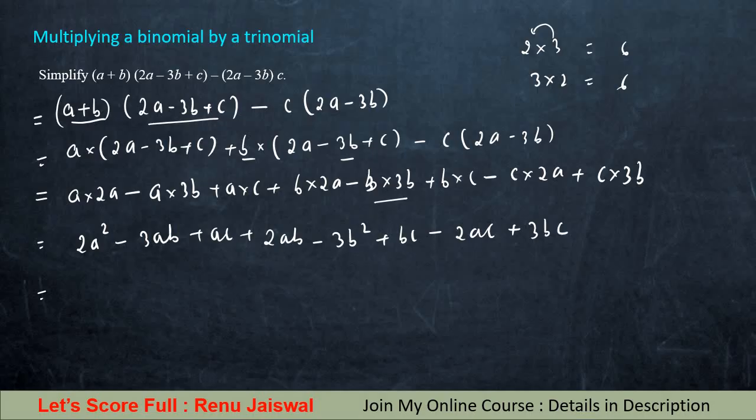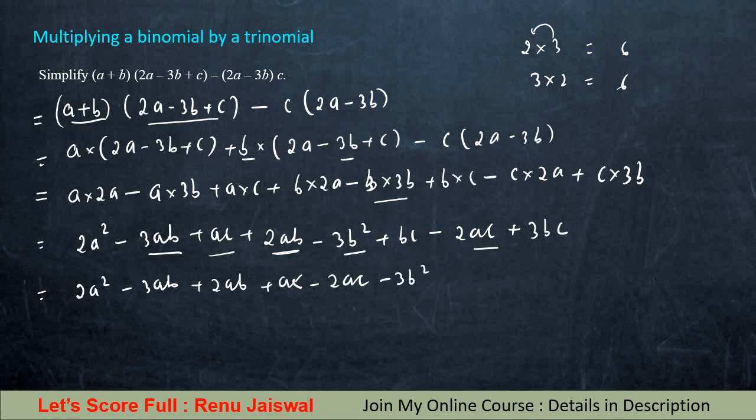Next step is to keep the like terms together. So I have 2a square, do I have another term? No. Then I have 3ab. Do I have another ab? Yes, I have here. Then I have ac. Do I have another ac? Yes, here. Then minus 3b square. Then I have bc over here and again 3bc. For cross checking, you can count the number of terms. 1, 2, 3, 4, 5, 6, 7, 8. And here also 1, 2, 3, 4, 5, 6, 7, 8, means correct.